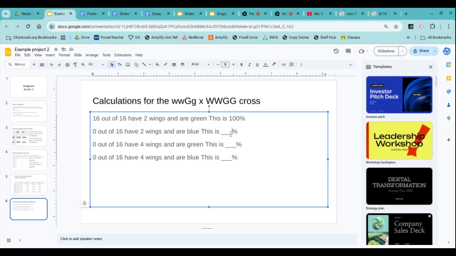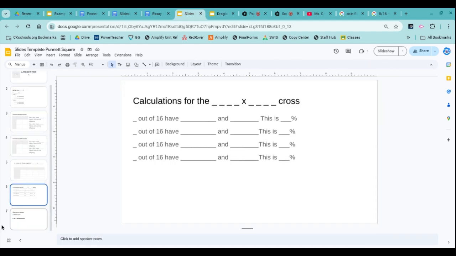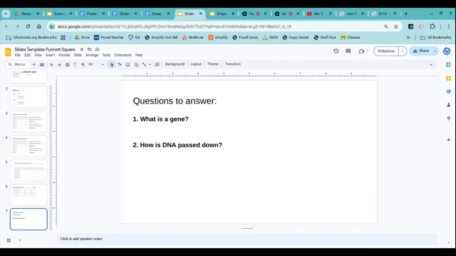But for me, 0 out of 16 is 0%. So my math is super easy for this Punnett square. And that's how you do that. The only step I have left on this is to answer these two questions. What is a gene and how is DNA passed down?